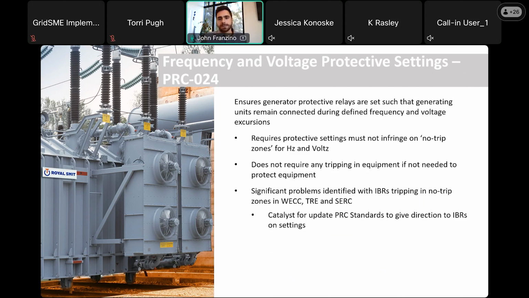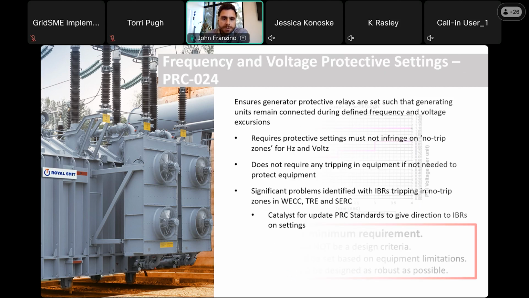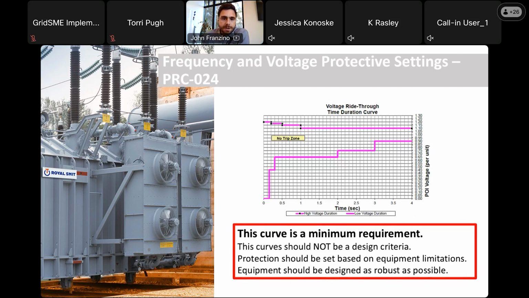Obviously, NERC or no one else wants the actual equipment to be damaged in a grid event, which is why we have protection systems, more or less. But at the same time, we can't all be too selfish and set them too conservatively, so that when we have the smallest of grid events, everyone's tripping offline, because that just exacerbates the event. So again, PRC-024 covers both voltage and frequency ride-through requirements.